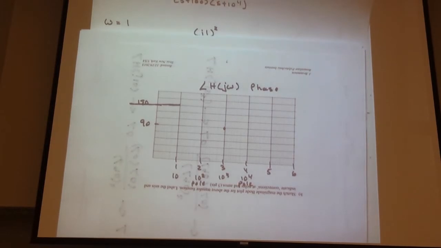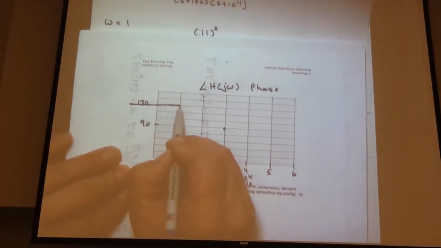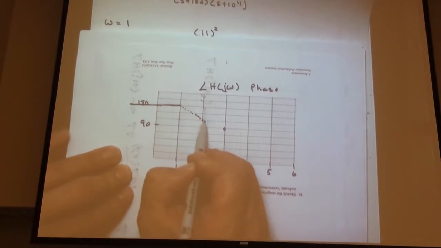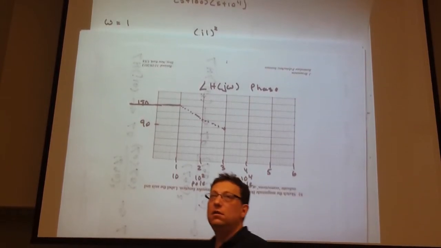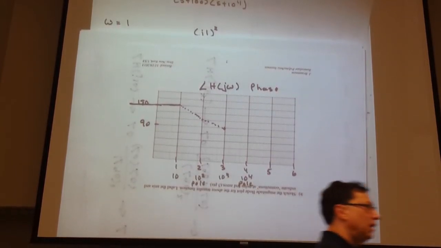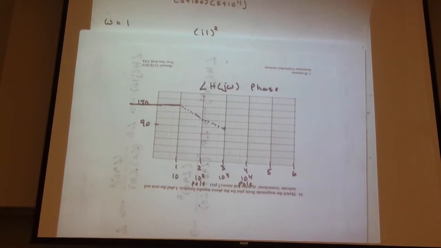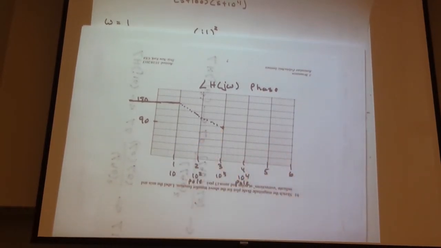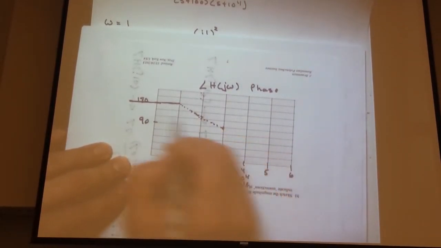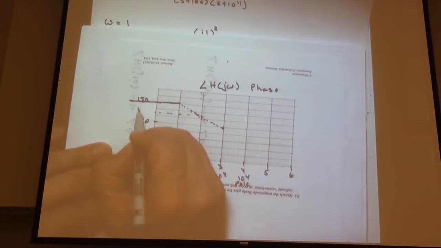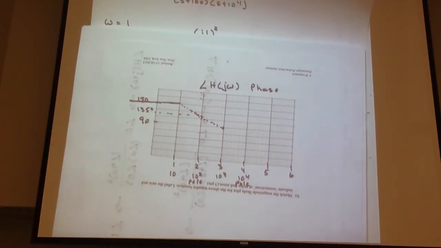Well, since it's a straight line approximation, I'm going to connect those two. And this is where the phase plot is a little bit fuzzier. The magnitude plot straight line approximations are reasonably good. This has some dependencies. In this case, it's not so bad. And so I would say at our pole, we should be about 135 degrees. But we can check that.